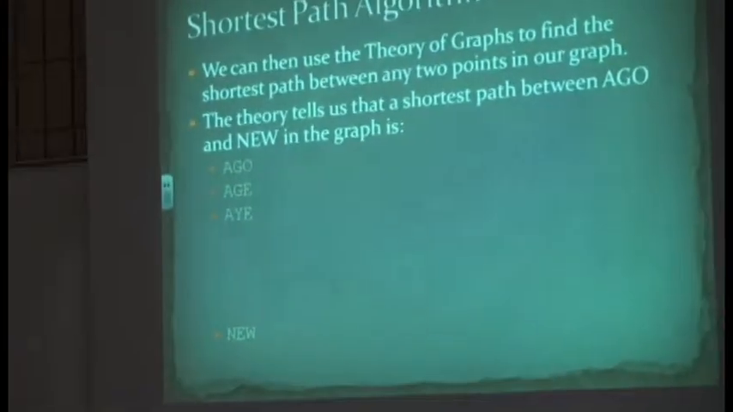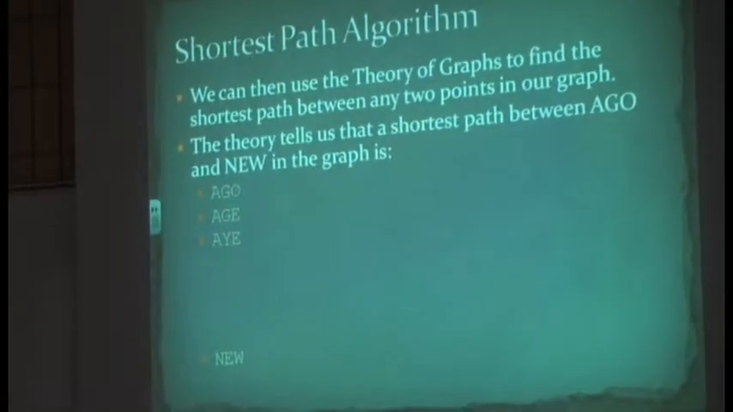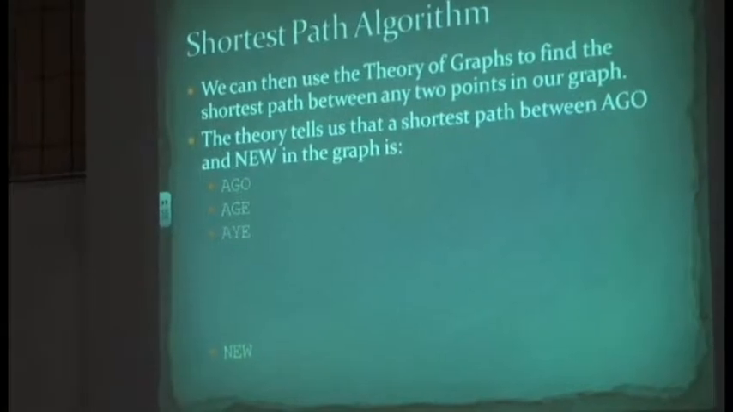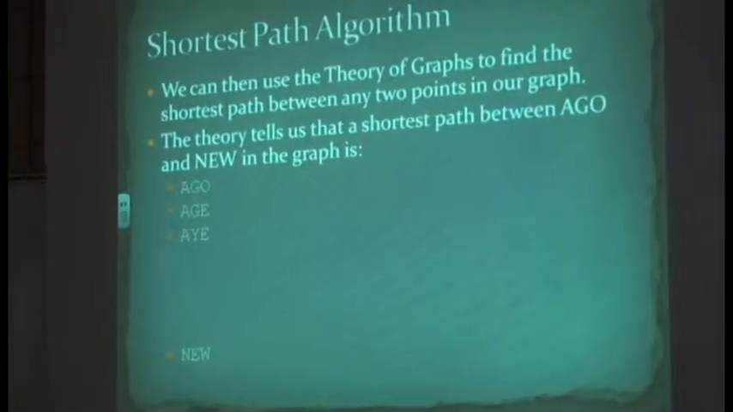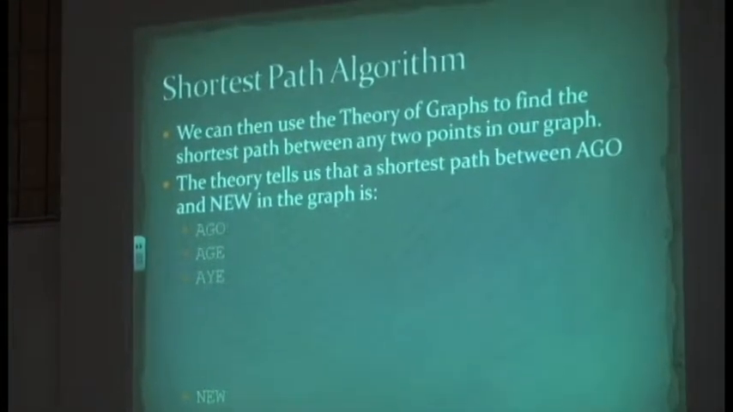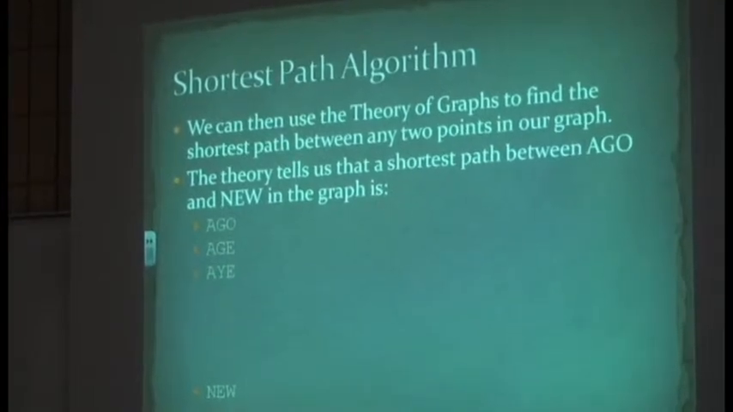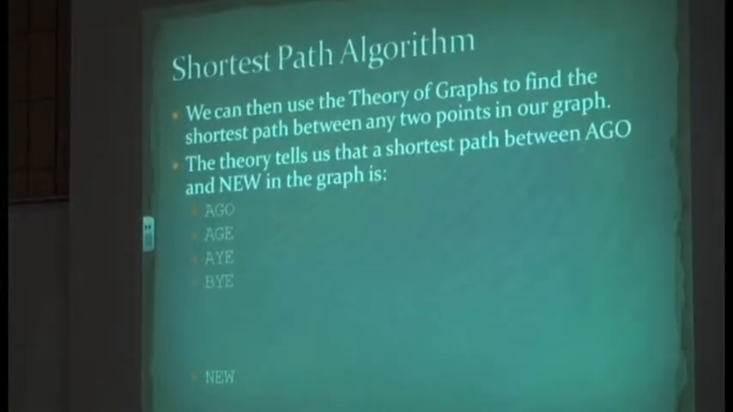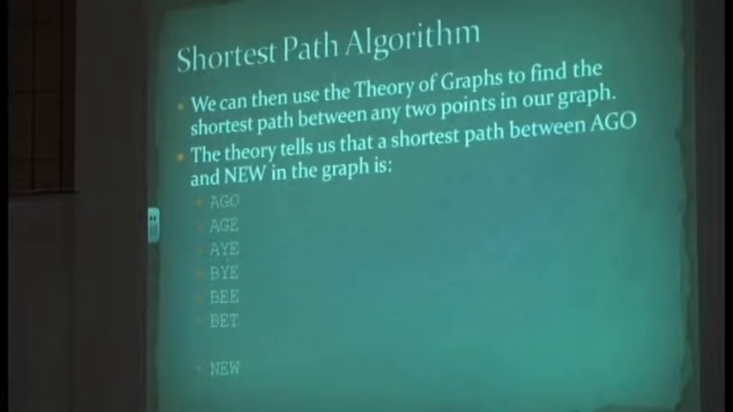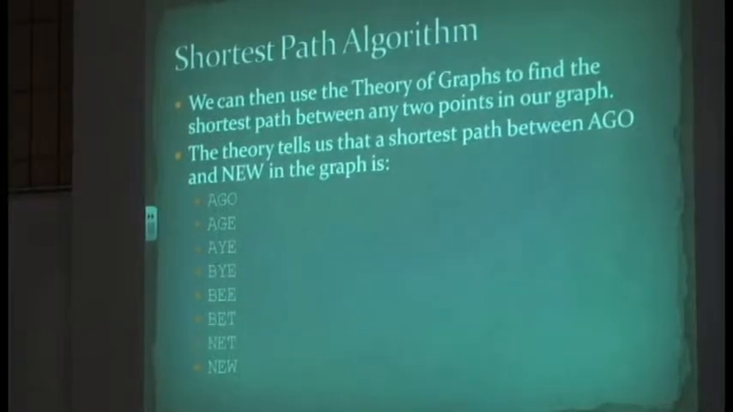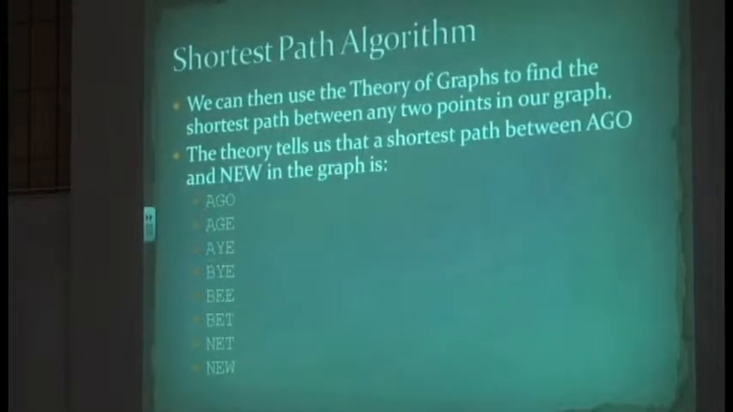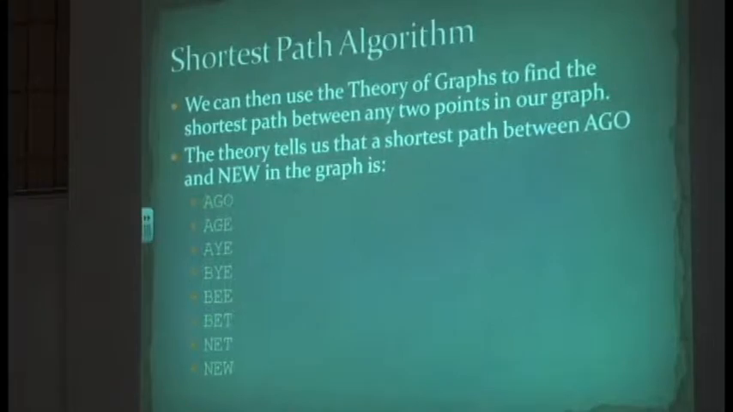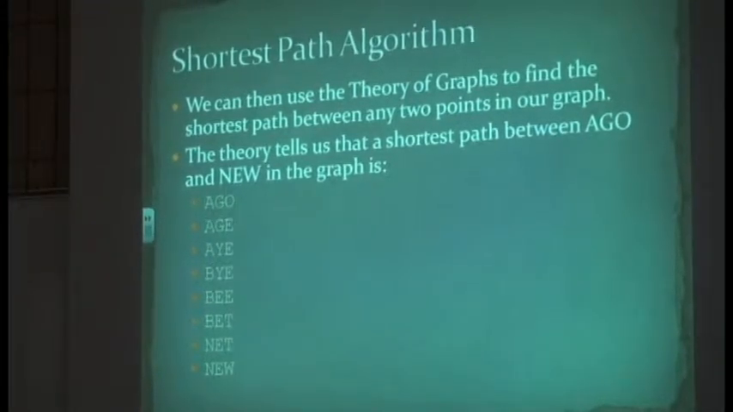Another issue is one of finding the shortest path. How do we find the shortest path between two words? So you want the optimal solution, maybe. Not just a solution, but the shortest path between two words. And if we look back at the graph and we tried to connect "a go" to "new", the answer, this is an answer, but I can also guarantee that it's the shortest path.